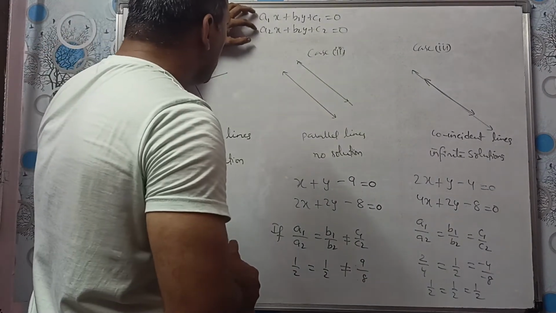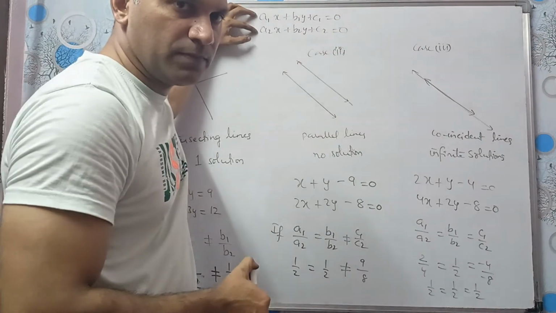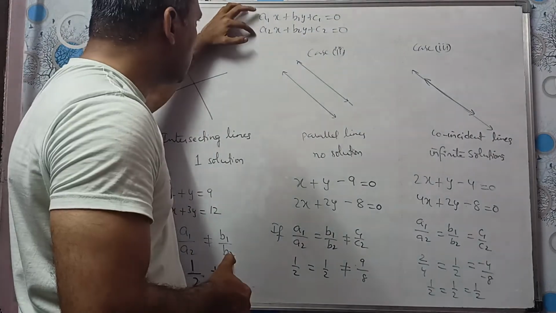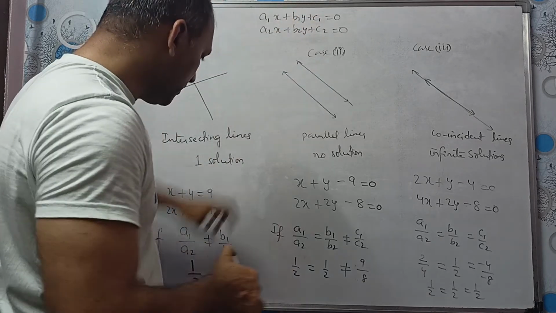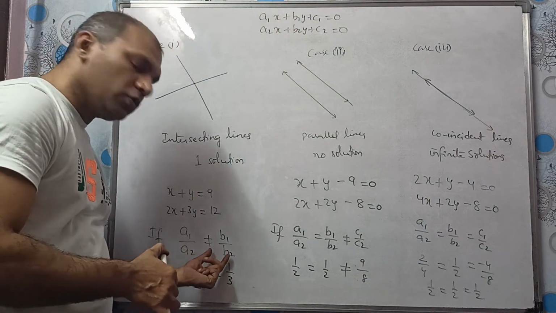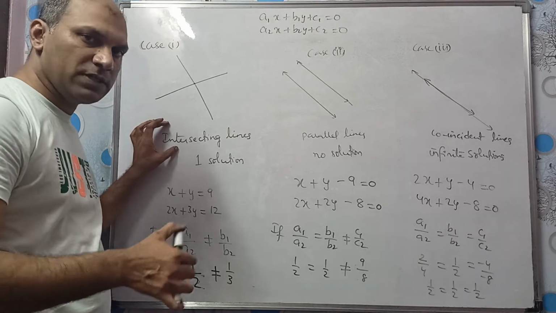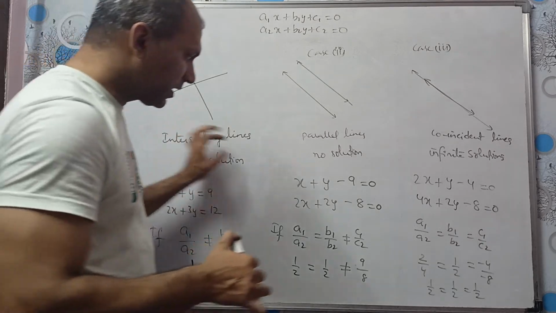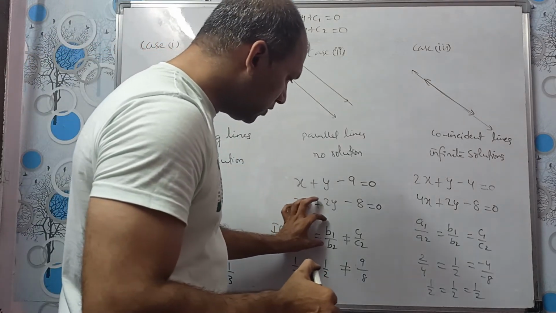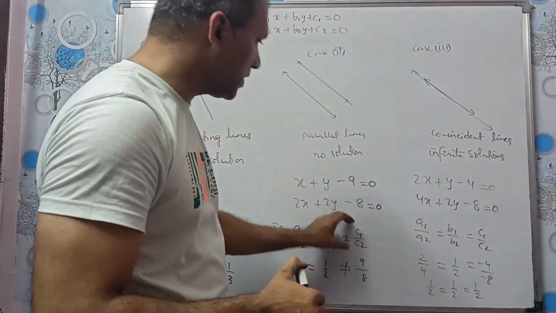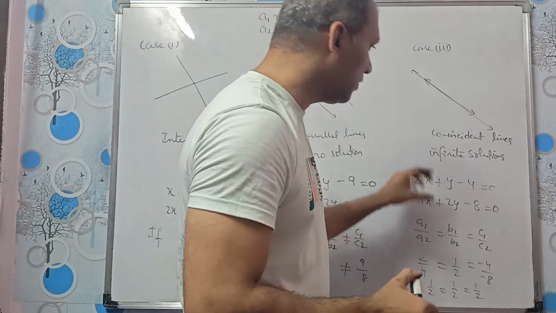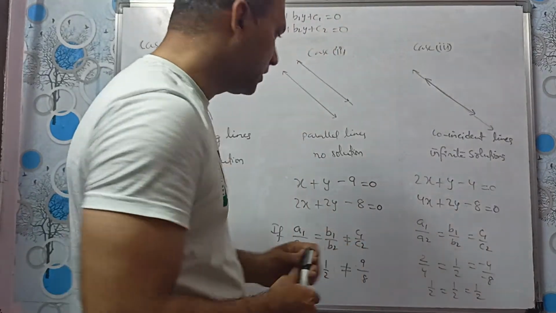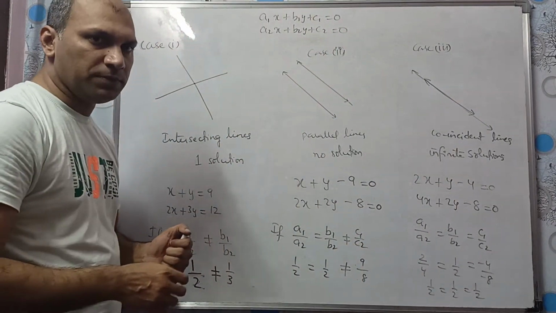When we have two equations, okay, divide the coefficients of x, coefficients of y and constant numbers. And if a1 by a2 is not equal to b1 by b2, we'll get intersecting lines, one solution. If a1 by a2 is equal to b1 by b2 and it is not equal to c1 by c2, we will get parallel lines. And if all three ratios are equal, we will have coincident lines. Okay. So only these three cases are possible.